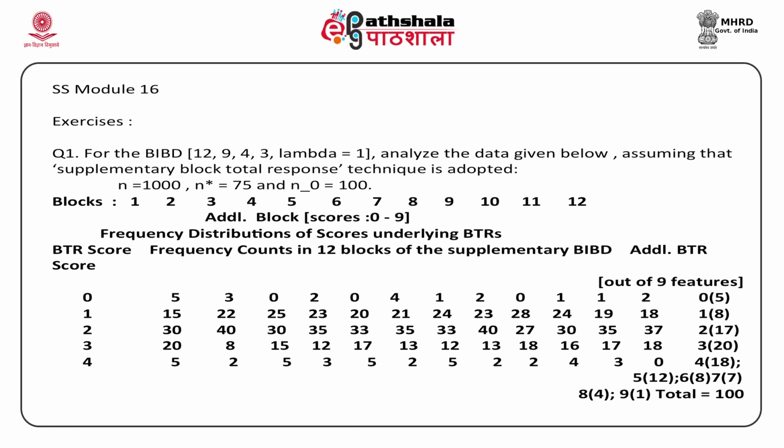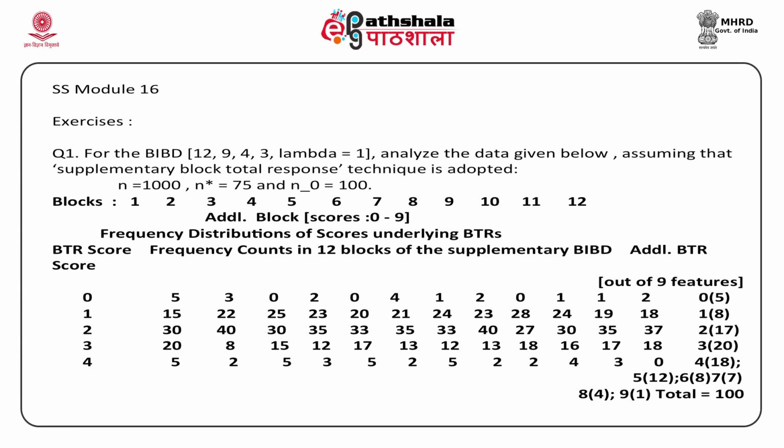So, there is a total of 1000 respondents, and because there are 12 blocks, each block has got 75 respondents, 75 into 12, that makes straight away 900. So, only 100 is left, that 100 corresponds to the additional block or the master block N0. So, 100 respondents, they have to address all the 9 questions and give a total count. But these 9 they do not mind, because these are all regular features.